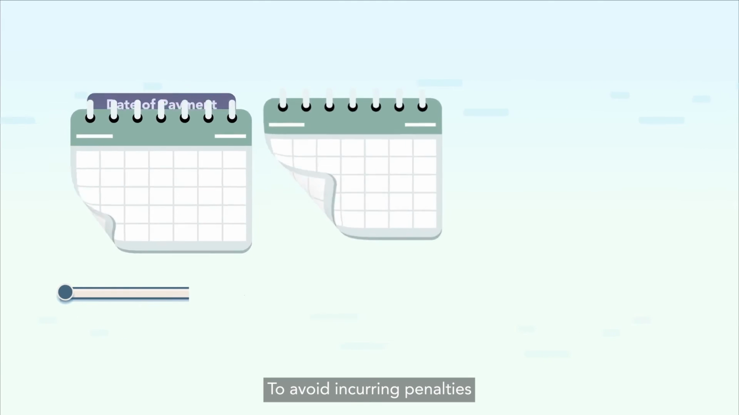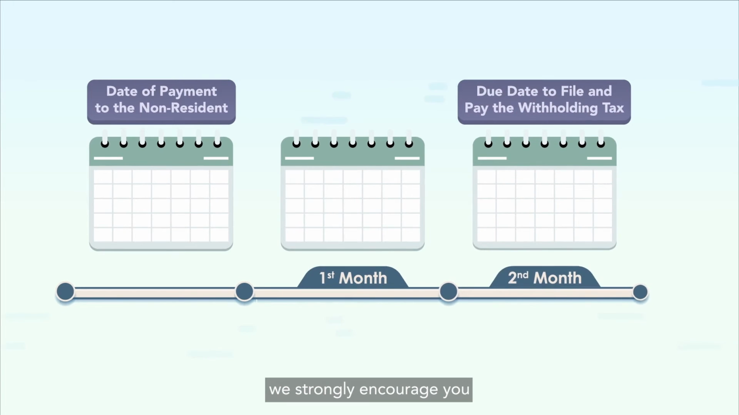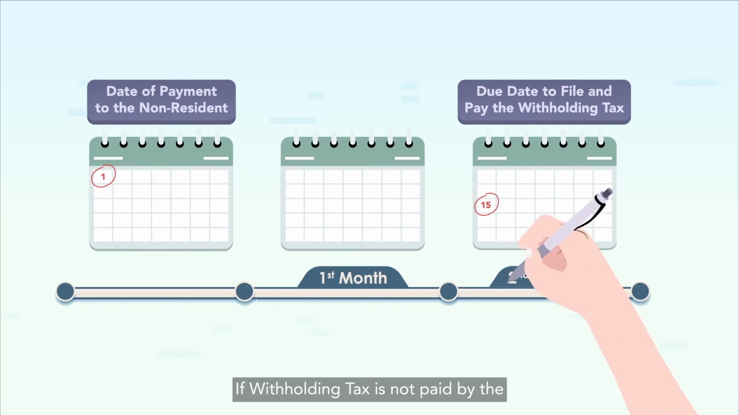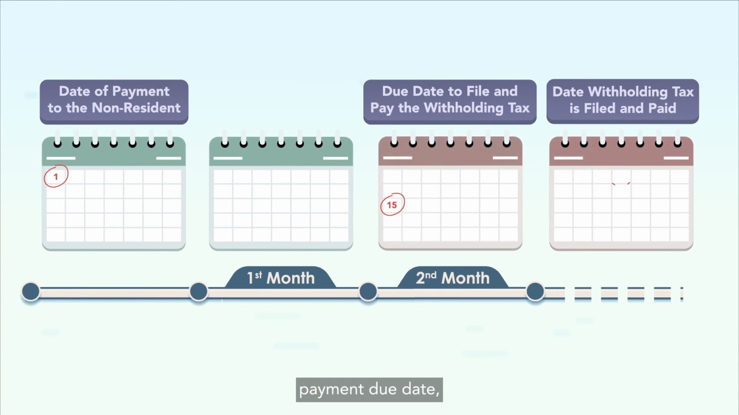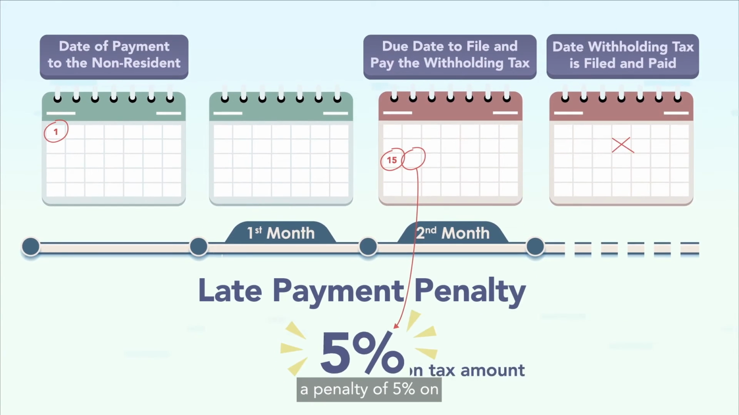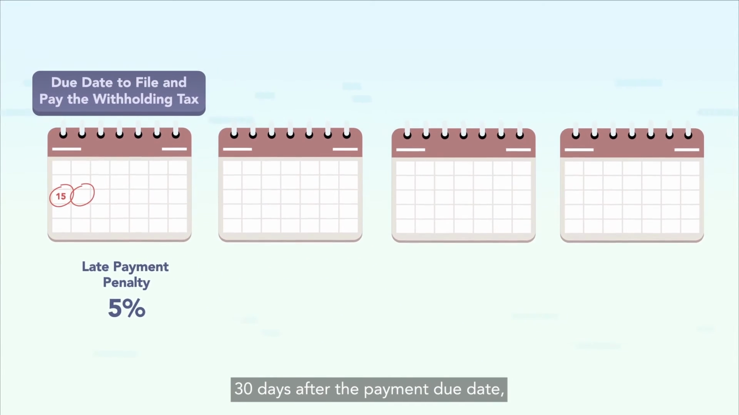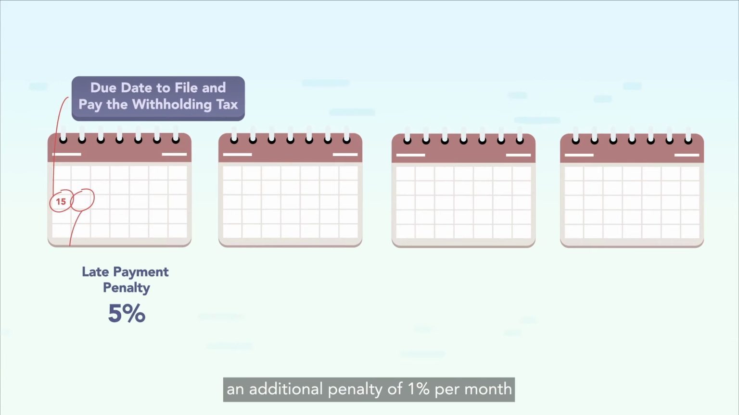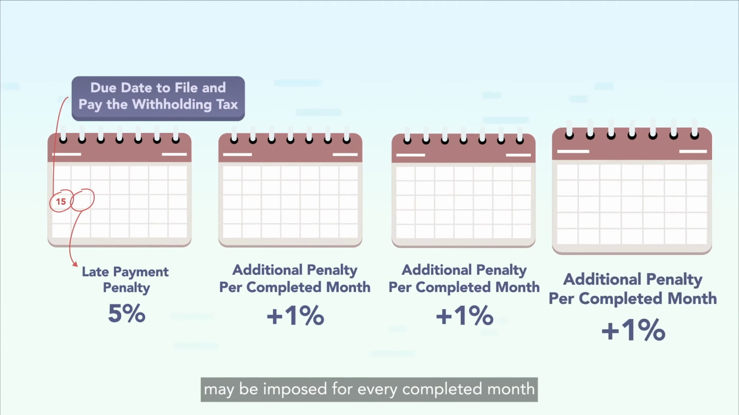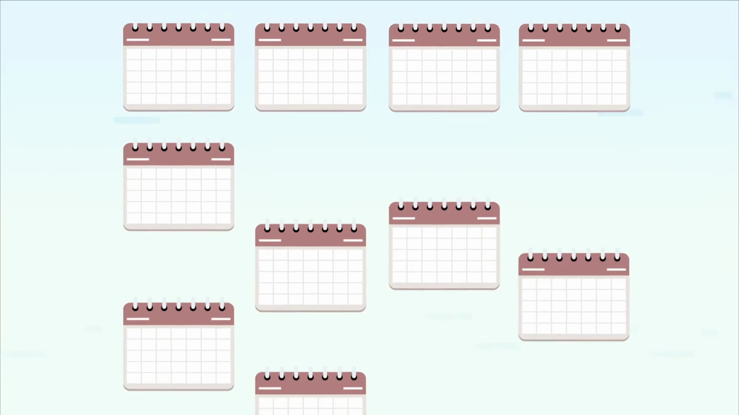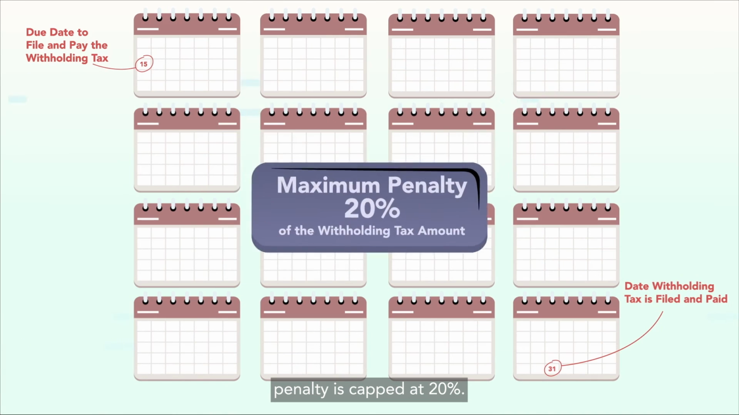To avoid incurring penalties as a result of late filing, we strongly encourage you to mark the payment due date or dates on your calendar. If withholding tax is not paid by the payment due date, a penalty of 5% on the tax amount will be imposed. If the withholding tax remains unpaid 30 days after the payment due date, an additional penalty of 1% per month may be imposed for every completed month that the tax remains unpaid, up to a maximum of 15% of the unpaid tax. The total withholding tax penalty is capped at 20%.